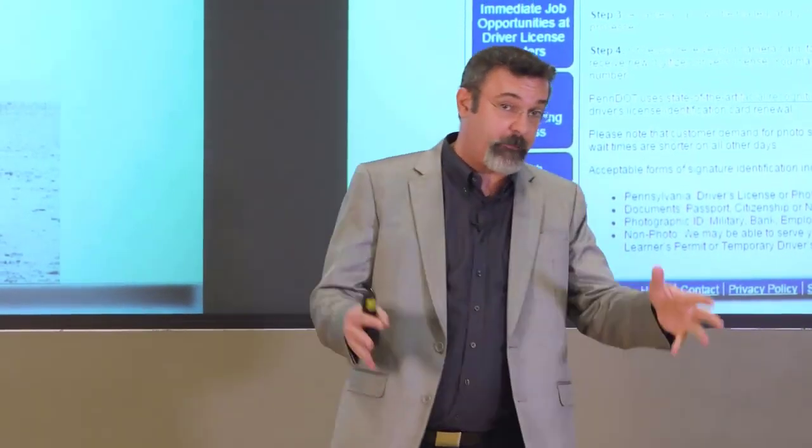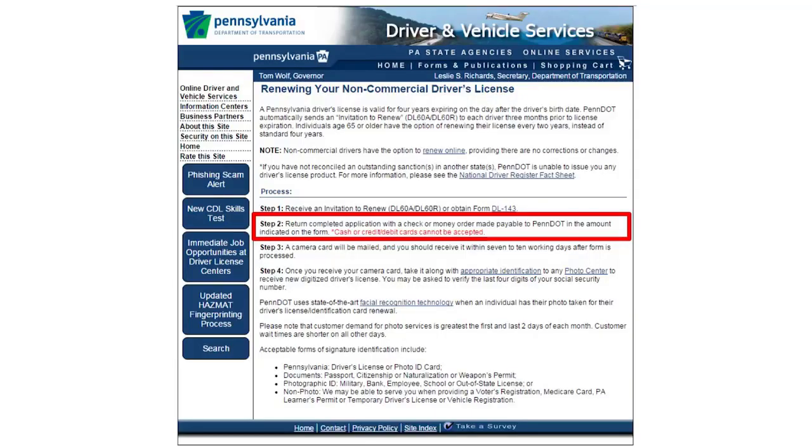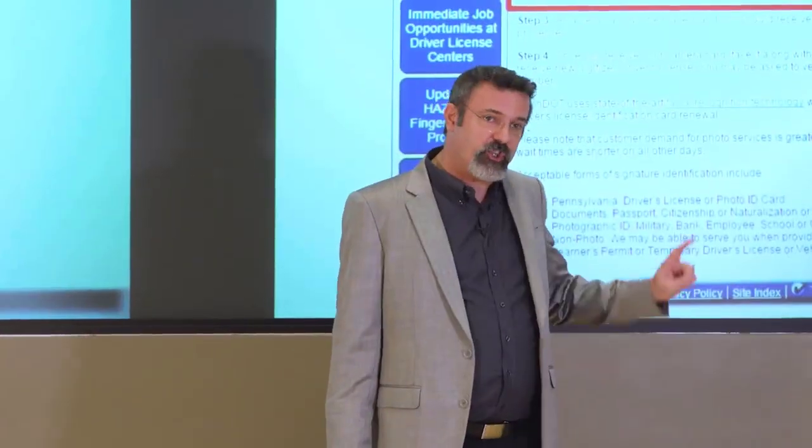I'm going to hope it's that piece of paper they sent me in the mail and just skip step number 1 and go to step number 2. Step number 2, return the completed application with a check or money order made payable to PennDOT, that's Pennsylvania Department of Transportation, in the amount indicated on the form. And here we have in red, cash or credit debit cards cannot be accepted. They want a check.